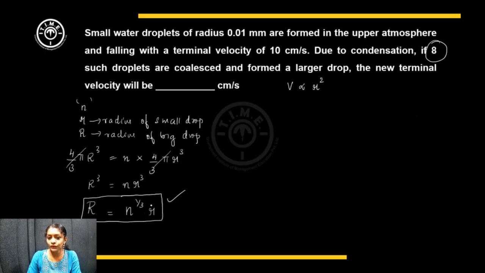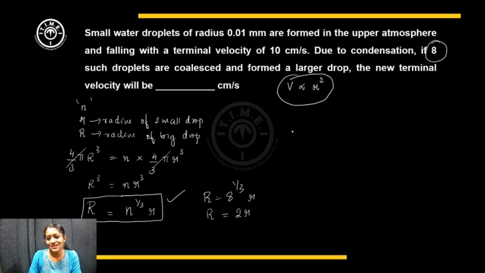Using this relation, capital R is equal to n raised to 1 by 3 times small r, we can obtain the relation between capital R and small r. Here what is the value of n? We have 8 droplets, isn't it? 8 small droplets. So value of n is 8. So capital R will be equal to 8 raised to 1 by 3 times small r. 8 raised to 1 by 3 is nothing but 2. So you will get capital R is equal to twice small r. That is, the radius of the big drop formed will be double the radius of each of the small drop. If radius is doubled, then according to this relation, the terminal velocity will be increased 4 times.